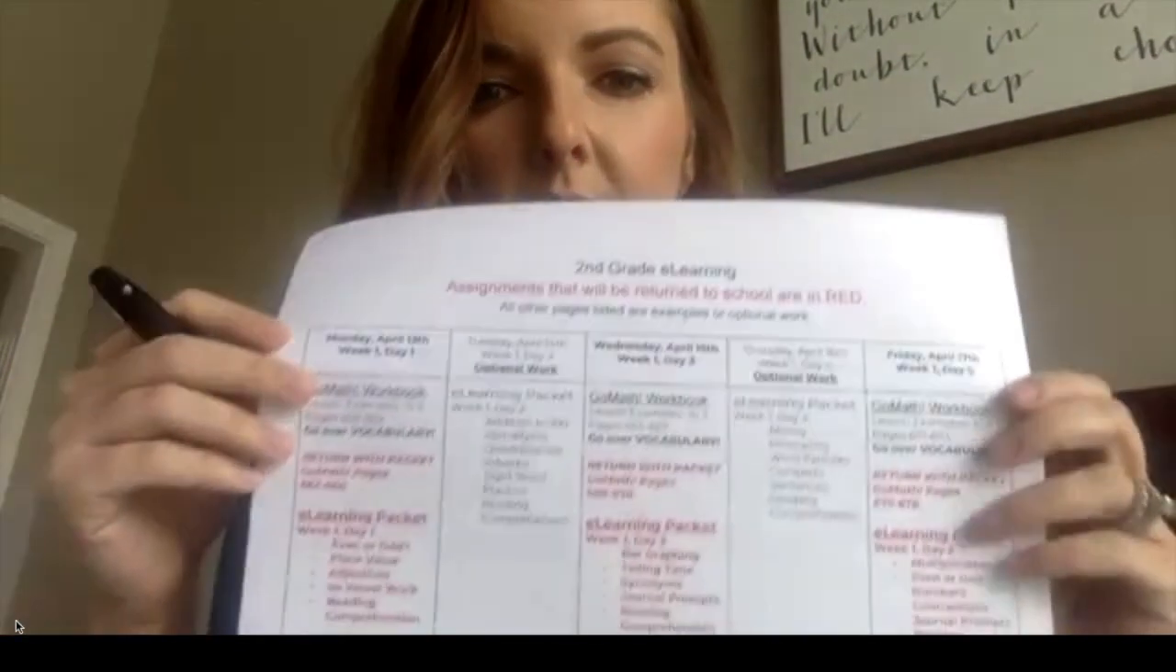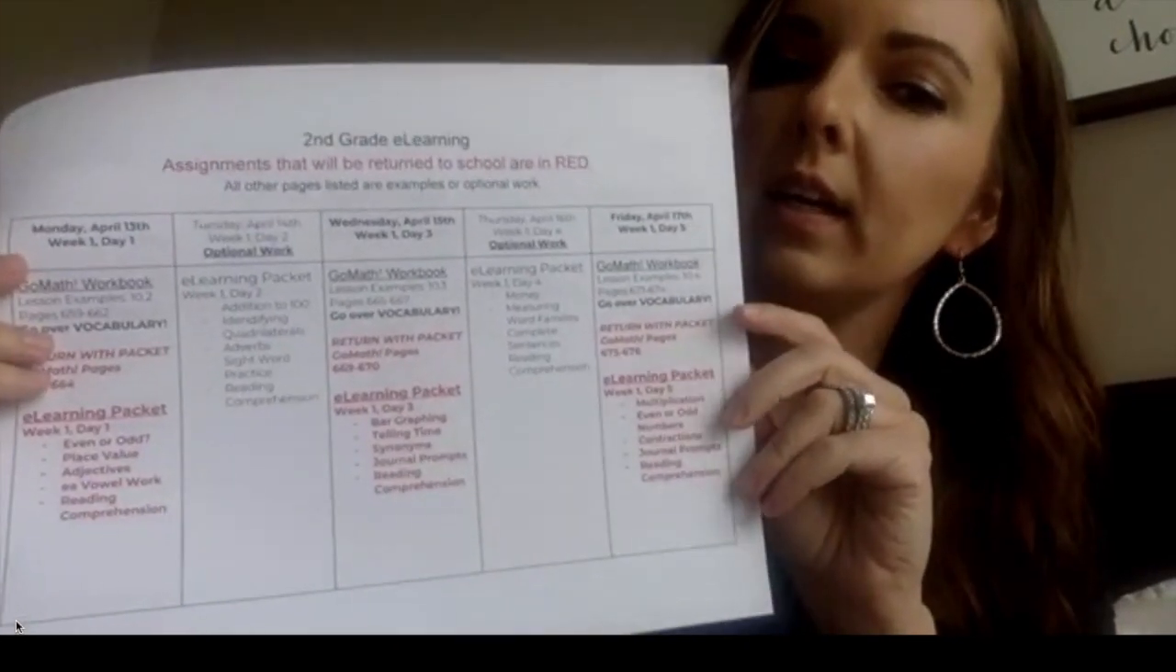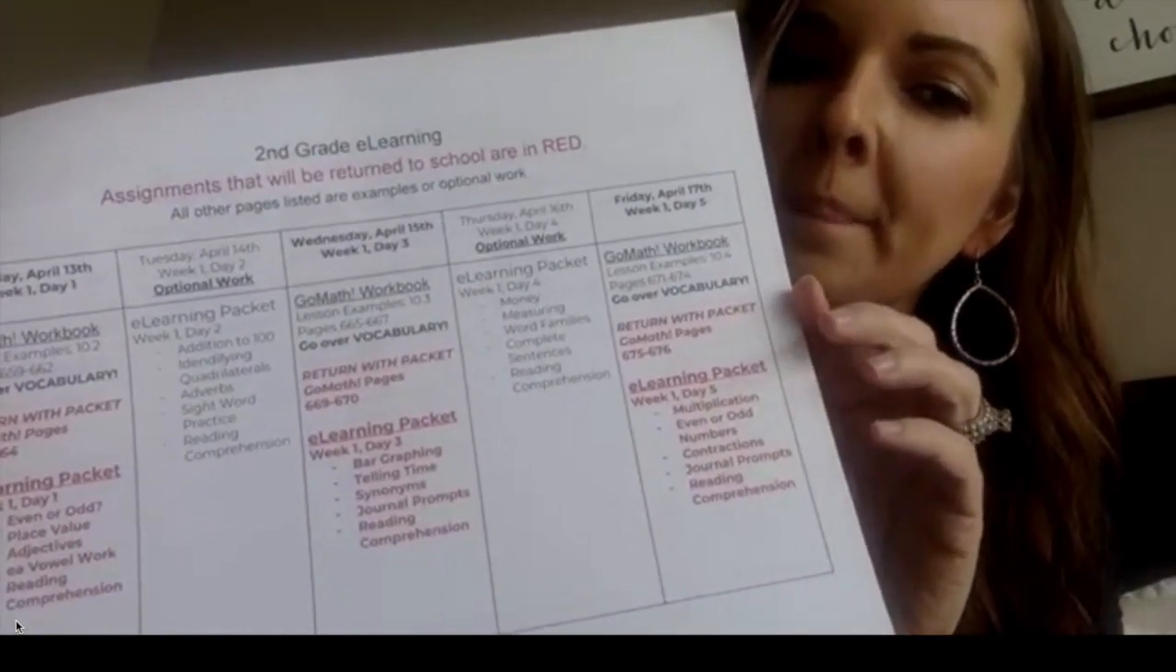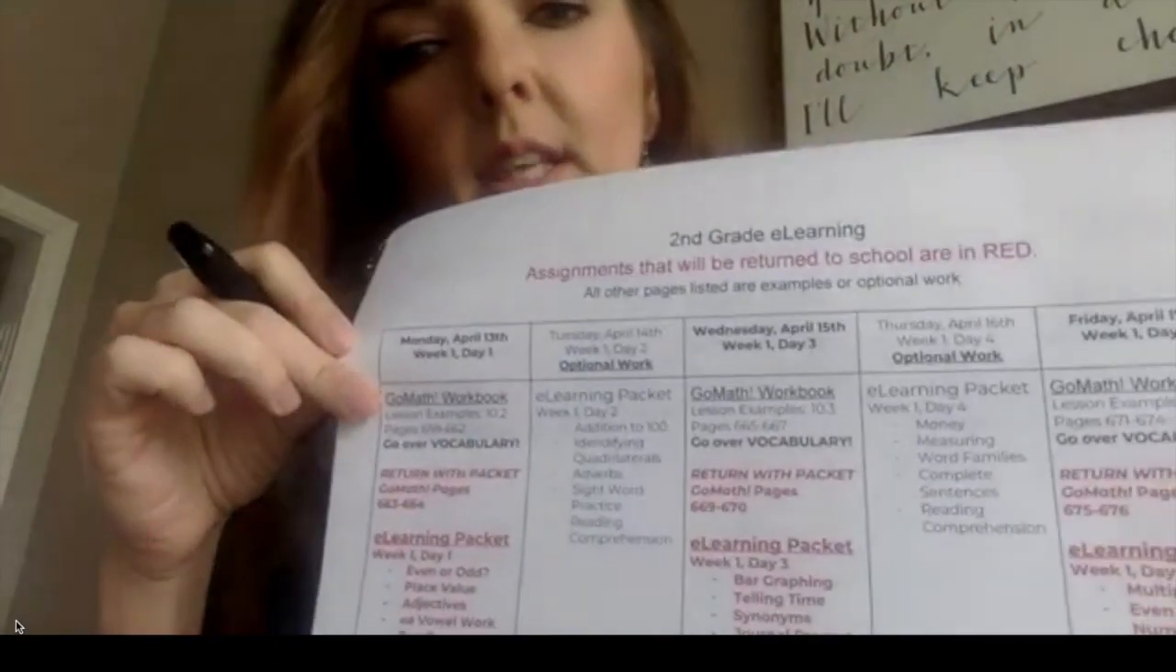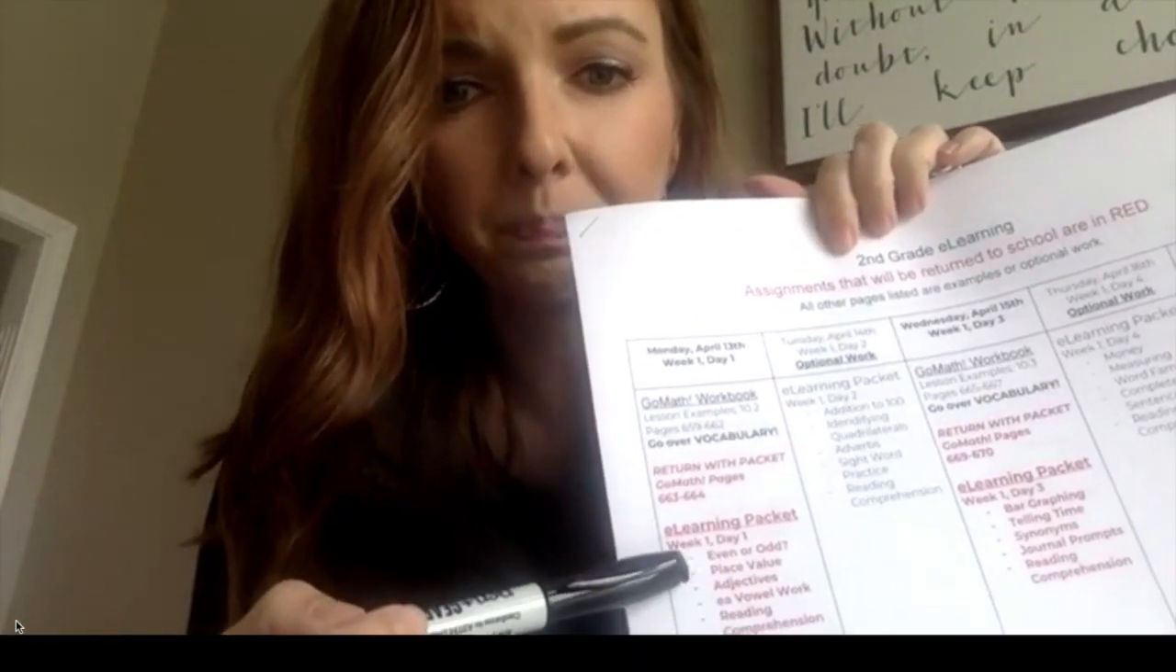This is our first e-learning video, so I'm going to have a lot of information to give you right now. Once you get your packet, the first thing you're going to need is this paper right here. I'm going to try and hold it up for you to see. These are your plans for all 3 weeks of April. So today we're going to look mostly at this column right here, our Monday column.